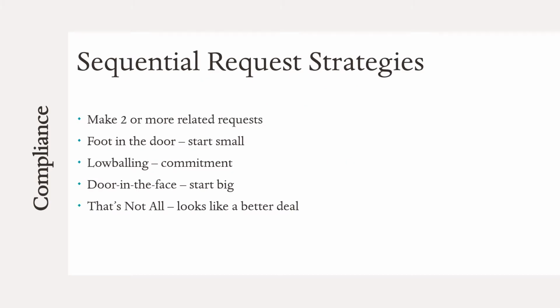There are also several sequential request strategies. This is when you make 2 or more related requests. The first request sets the trap, and the second request captures the prey. The first is foot in door. You start small and lead up to a bigger ask.